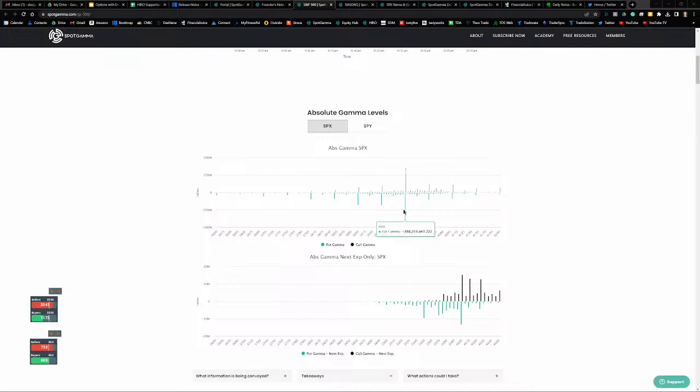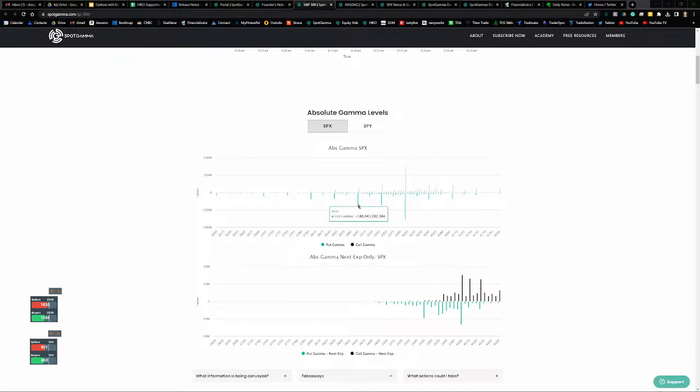All right, so this is SPX showing the 4,000 key gamma strike. That's the absolute gamma strike, the strike with the largest absolute gamma that can act as support or resistance or as a magnet. And then 3,900 is the put wall, no change there, and 4,200 is the call wall.